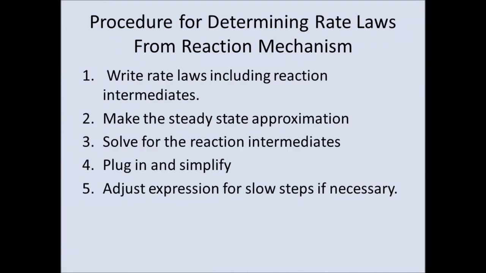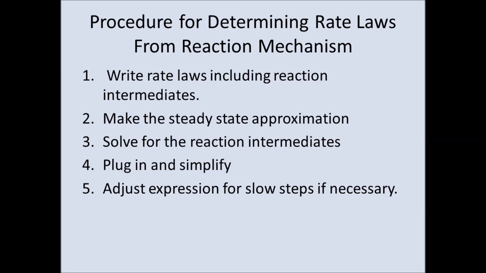And a final topic that we want to review today is the procedure for determining rate laws from a reaction mechanism. So we can never prove a mechanism, but we can decide whether a reaction mechanism has a rate law that's consistent with experiment. And to do that, the first thing we do is we know that the mechanism is a series of elementary steps. So we write rate laws using just whatever step is most relevant, and we let that include the reaction intermediates, which eventually we're going to have to get rid of.